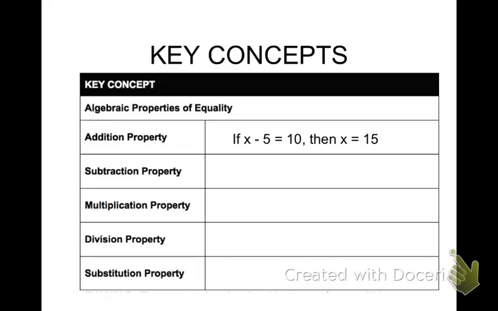So what do you think it would look like for subtraction? If what, then what? You would subtract 5 from both sides. Well, what does the operation need to be here to subtract 5? Add. So if x plus 5 equals 10, then x would equal 5.